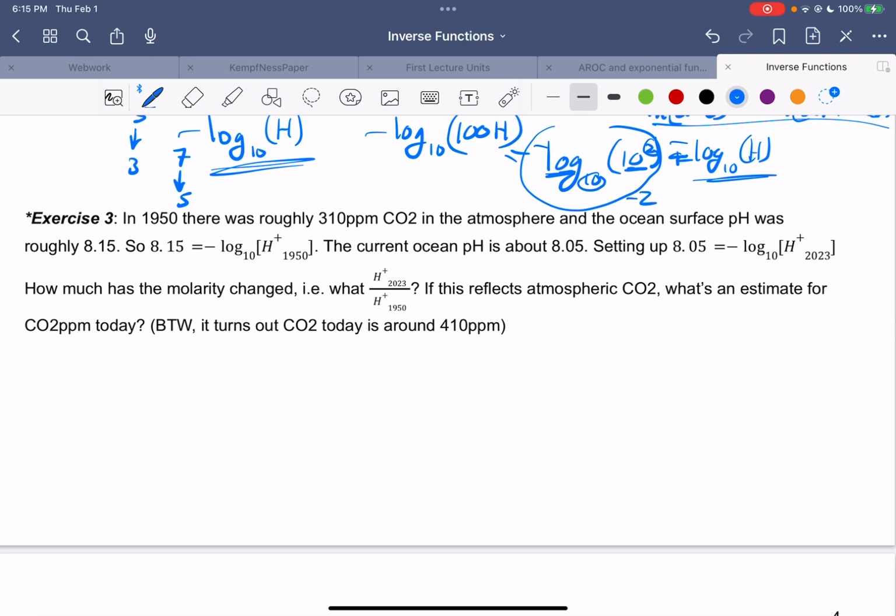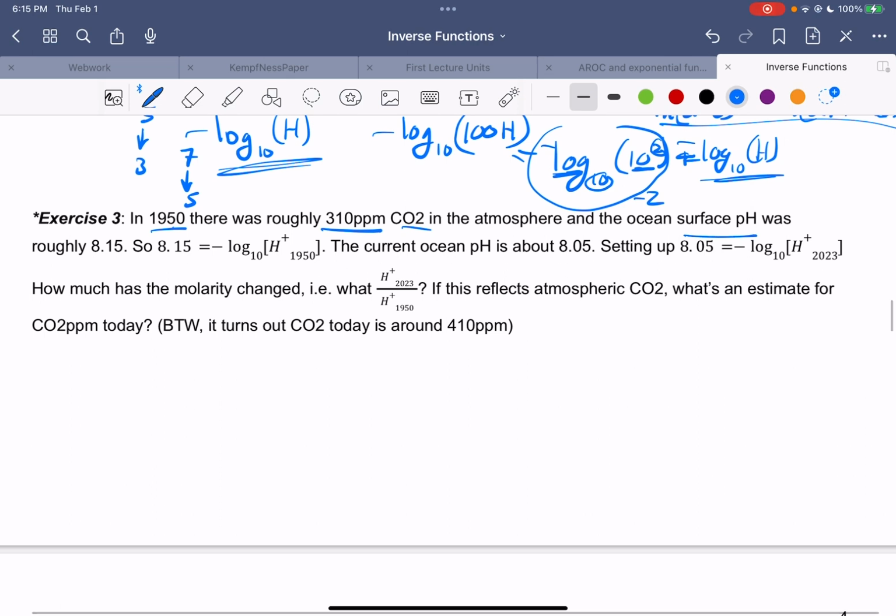Okay, so another, oh right, fun fact. In 1950, there was 310 parts per million CO2 in the atmosphere, and the ocean surface pH was roughly 8.15, okay? So the ocean water had some molarity of hydrogen ions in 1950, and that's what this number is trying to say: the hydrogen ions in the ocean in 1950. The current pH of the ocean is about this.